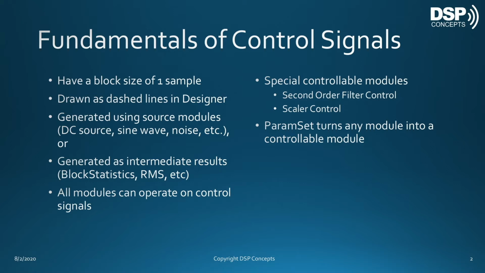There's a few special controllable modules. These are used very often. There's a second order filter control, so that allows you to vary frequency, gain, or Q with a control pin. And there's also a scalar control, where it's an adjustable control scalar, and the scaling is based on the value in the control pin. It also turns out you can use the paramset module, and you can turn any module into a controllable module. Let's now go look at two different examples of control signals.